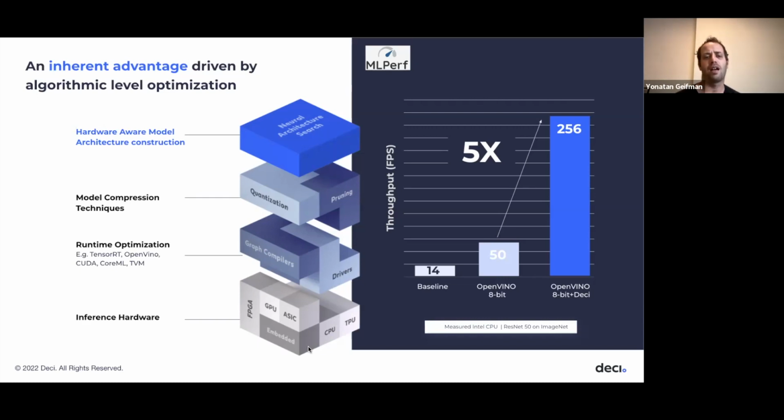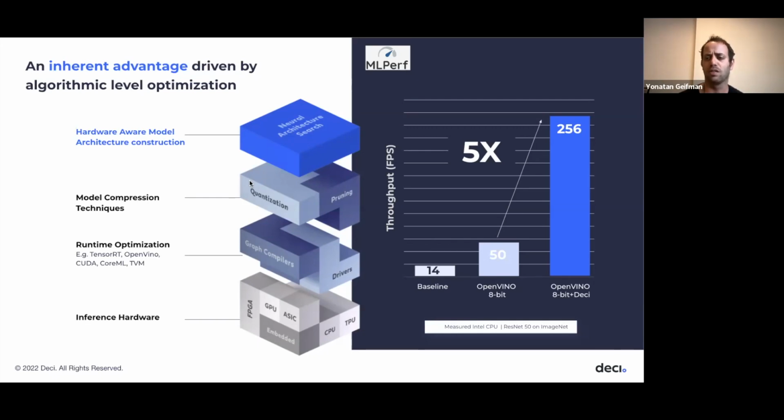On top of that, we have the model compression techniques such as quantization. Quantization today is usually integrated or supported in the graph compiler layer. For example, in TensorRT, you can quantize the model into 16 and 8-bit. Also in OpenVINO, you have those options. So those two layers are kind of merged together over time. And at the top, we have the neural architecture search or model design techniques that I mentioned.